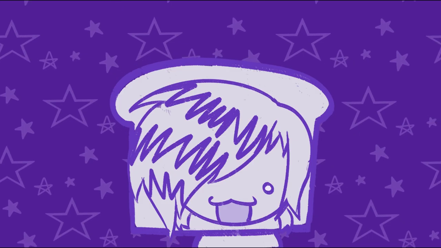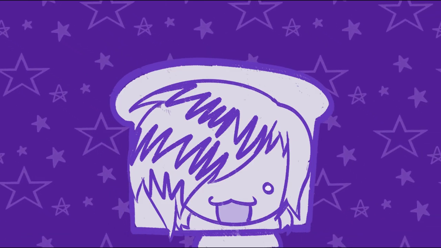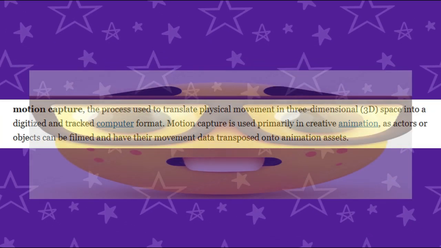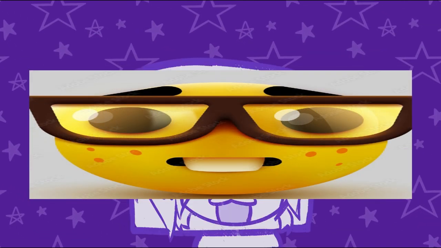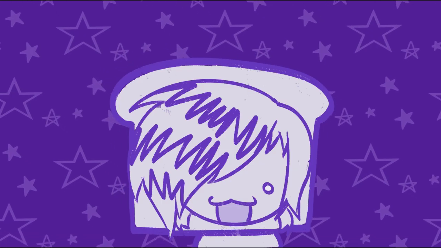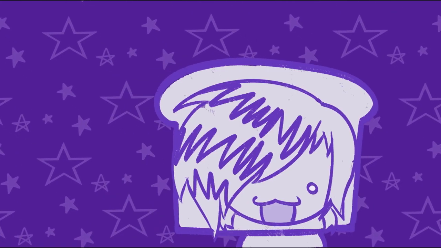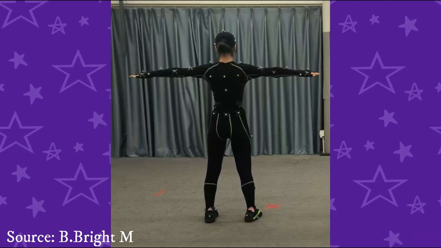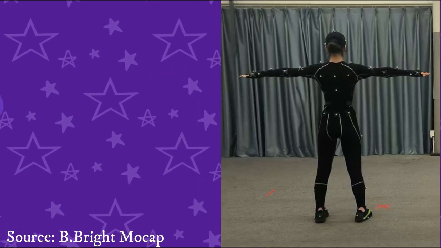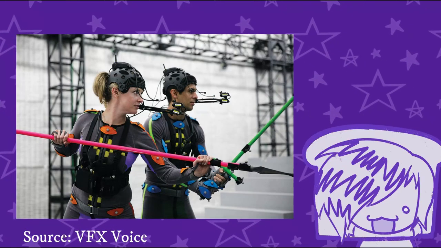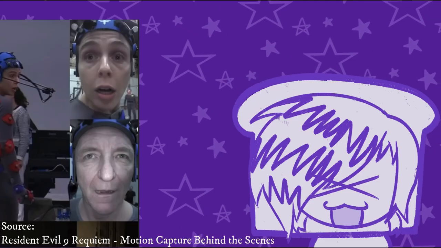What is it? Well, I certainly know what it is, and I'm sure many of you do too. But the official definition, according to Britannica, is the process used to translate physical movement in three-dimensional space into a digitized and tracked computer format. It's wordy, but not too complicated to understand. Personally, I would explain it as the thing where people act while wearing a suit with dots on it that's recorded and later animated over. Also, if you've ever seen the sick headgear they wear, that's for face capture. Their faces look so silly on the camera.